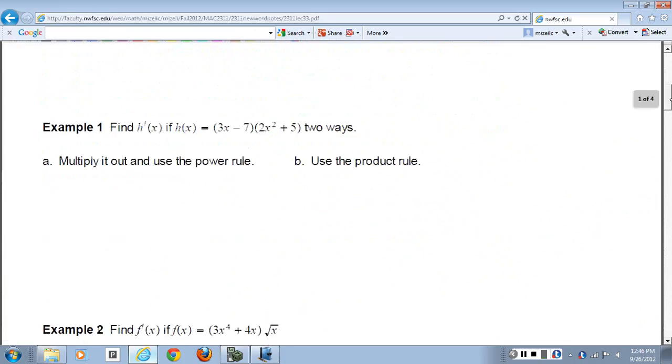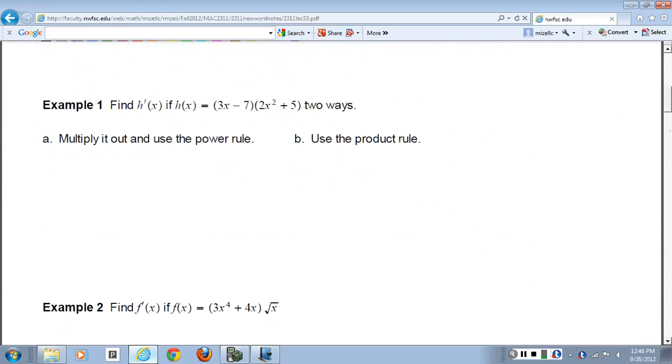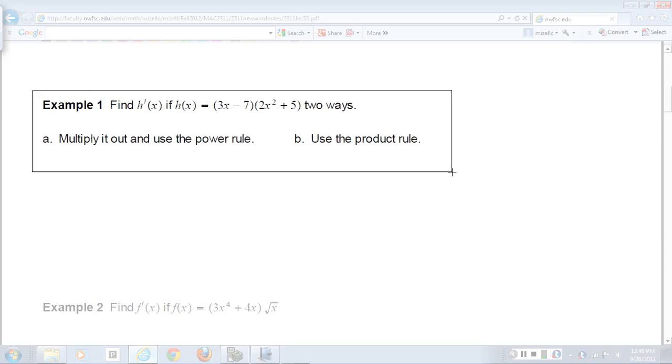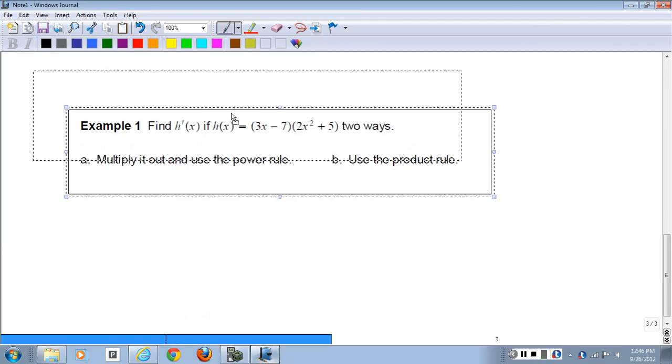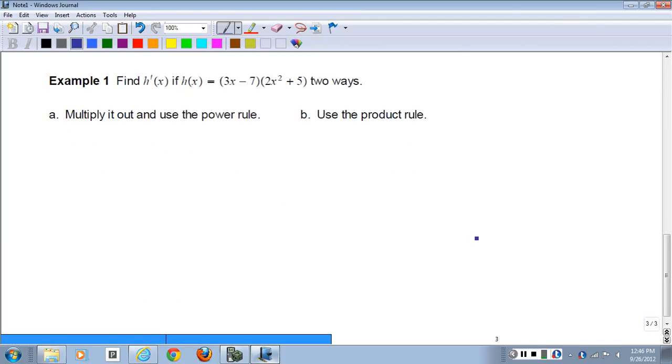In fact, if I'm trying to convince you that the product rule is a good idea, example 1 is probably not the right example to use, because my suggestion is we find the derivative two different ways. First, multiply it out, FOIL, and then use a combination of the power rule for each term and then the sum and difference rules. And that's going to be pretty simple.